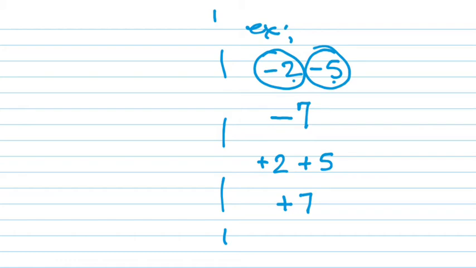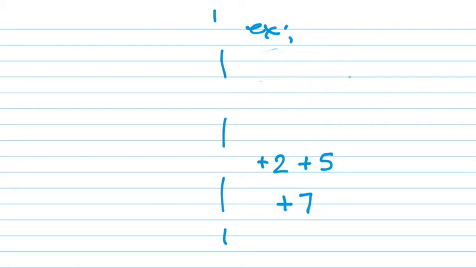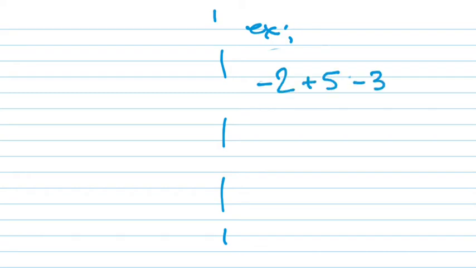Good question. So just write it the way they are. Okay? Now, you can have lots more signs in a problem. But again, just take them one at a time. So what if I have -2 plus 5 minus 3 plus 6? So there's a lot of signs there, yes?